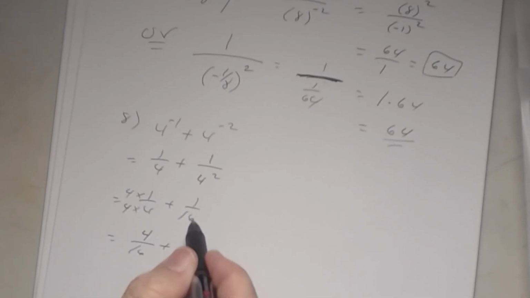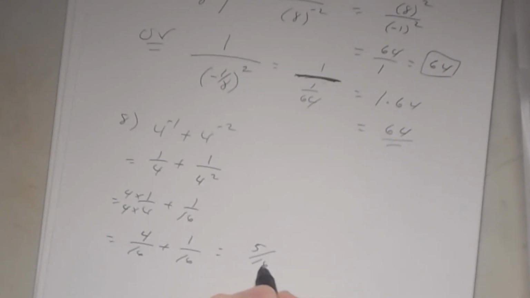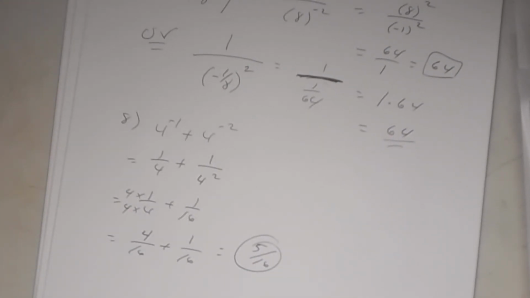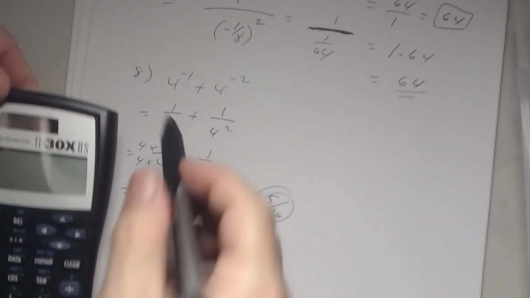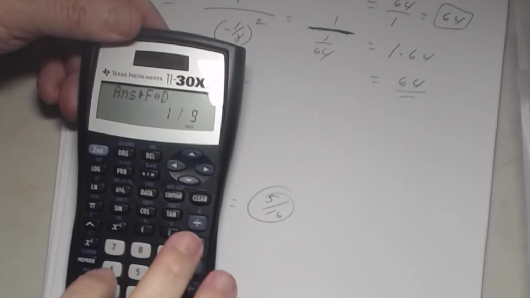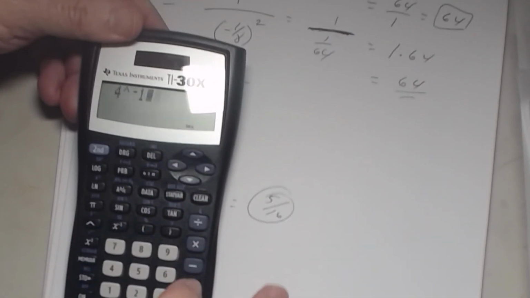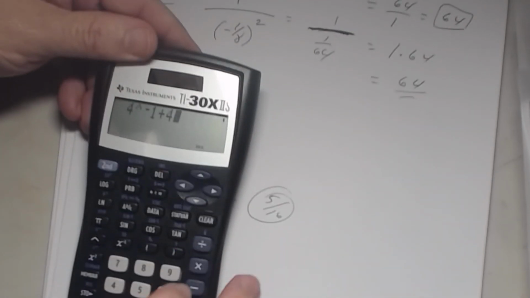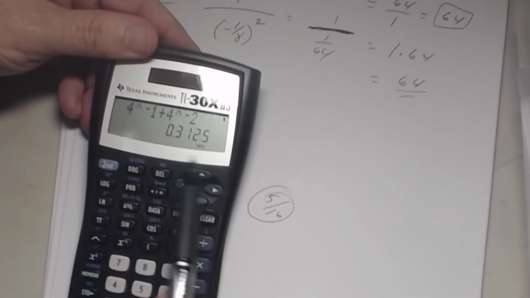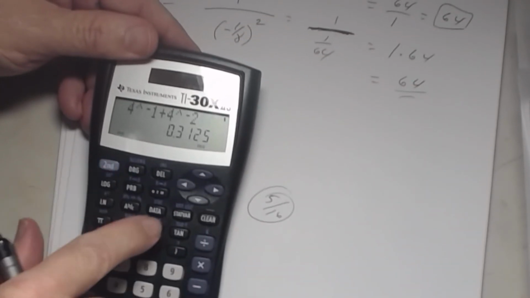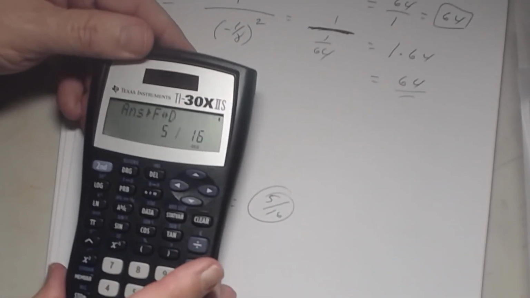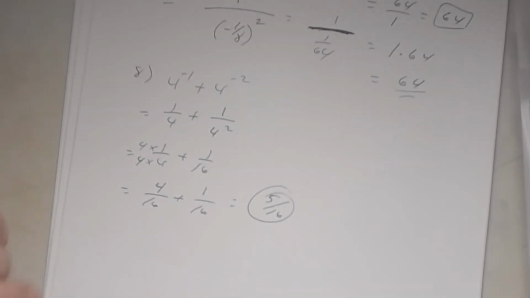Here, the denominators are the same. So that means the numerator is going to be what? So what's the answer? 5/16. And you can check your calculator. You're going to say in your calculator, 4 to the negative 1. Look how simple this is. 4 to the negative 1 plus 4 to the negative second power, press equal, and you get this decimal. Convert the decimal back to a fraction. So second PRB, press equal, and you get what? 5/16. Okay? That was 8.